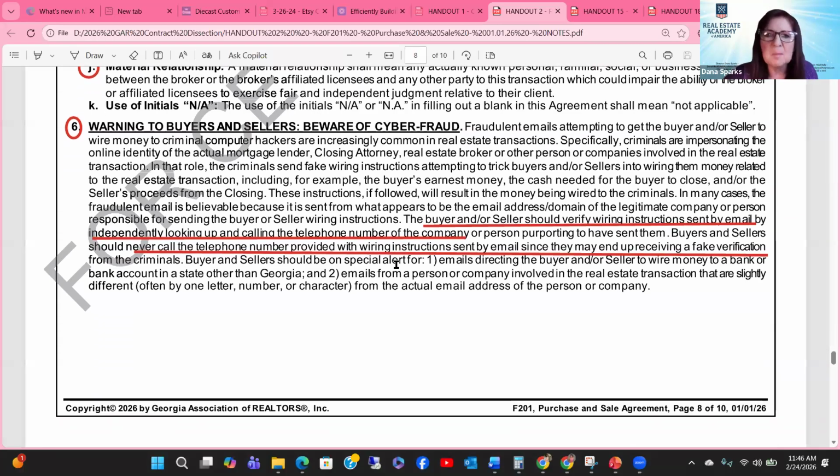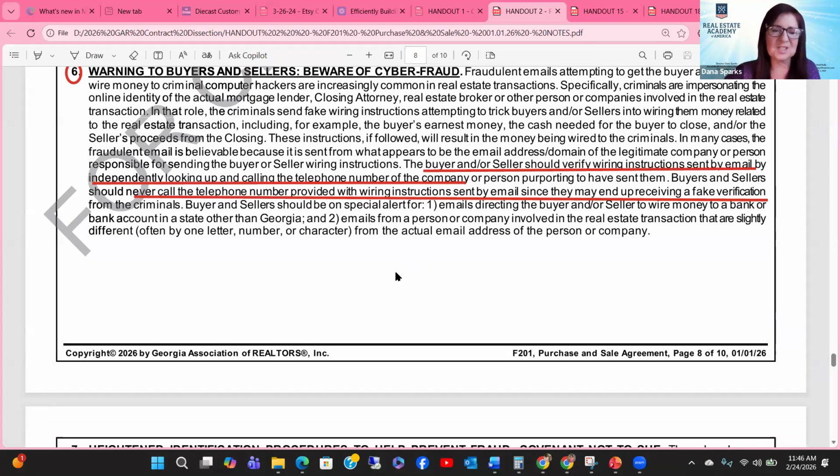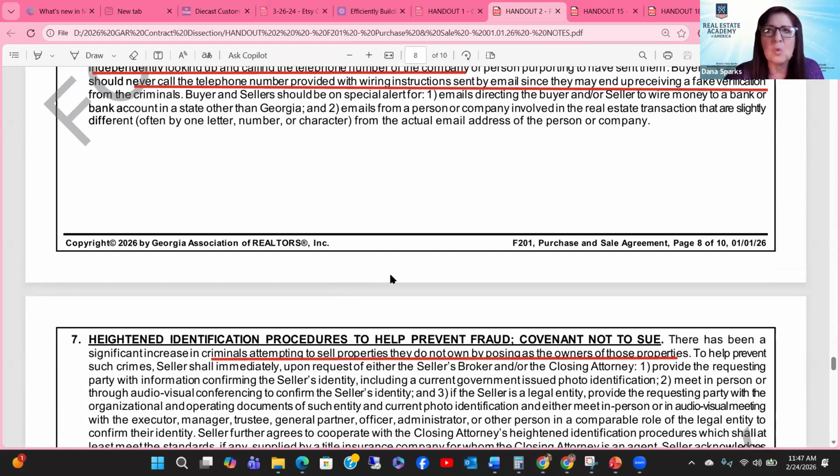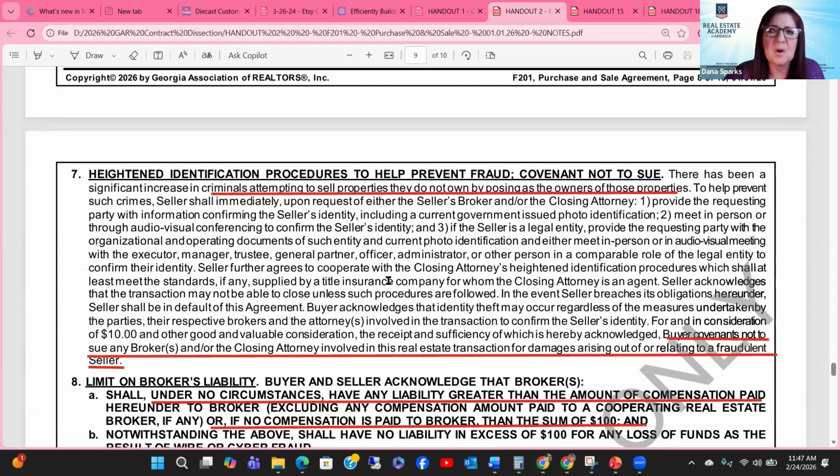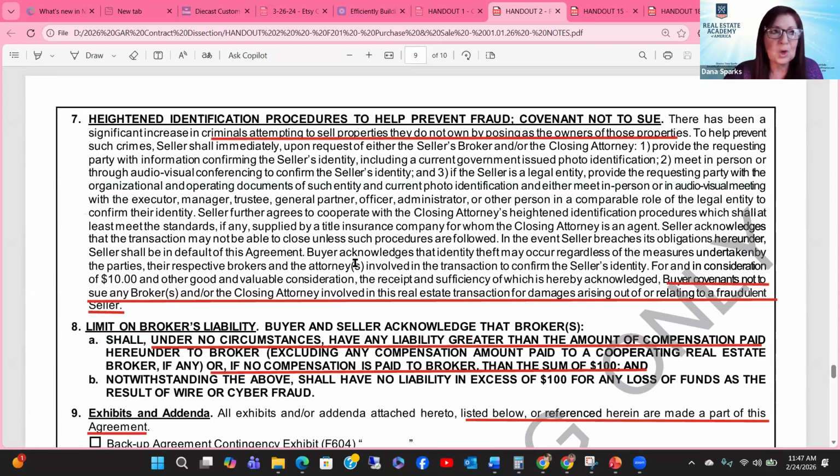Here is the warning about cyber fraud. Make sure your buyers and sellers know not to blindly trust any wire instructions they get via email. It is our emails getting hacked, lenders' emails getting hacked, closing attorneys getting hacked, and now text messages too. They need to verify. Go to Google. Don't rely on any instructions that come in that email or phone numbers or emails. They need to go to Google and look up that closing attorney and get third-party verification. I've already mentioned there is a ton of bad guys impersonating sellers.